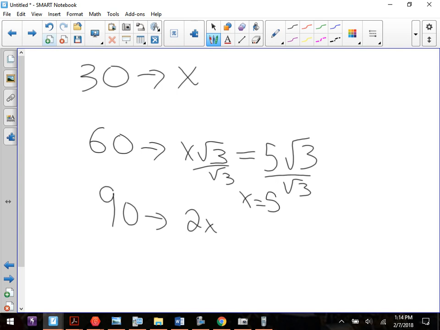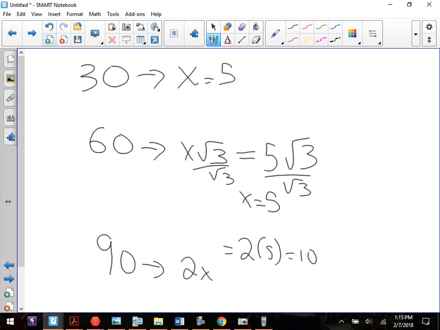So in the other two parts, everywhere I see an x, what do I put? 5. Yeah, Joe? Because the value of x is 5. Everywhere I see an x, I'm replacing it with 5. Nope, because I did that already. Yeah, Joe? Yeah.